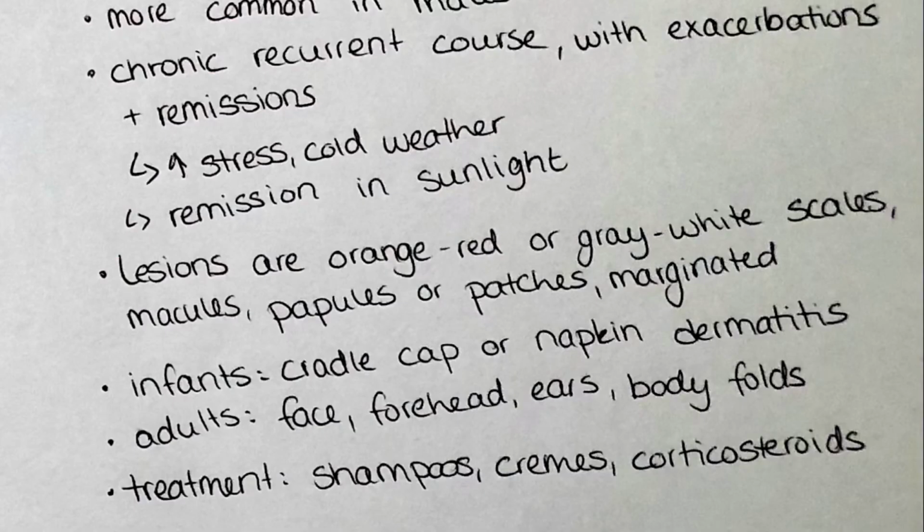The lesions are orange-red or also gray-whitish and scaly and can be presenting as macules, papules, or patches. The lesions are usually well marginated. In infants, the most common forms are the cradle cap, affecting the head of the baby, or the napkin dermatitis, which usually involves prolonged contact of the baby's skin with urine and feces-filled diapers, which makes the skin more prone to disruption due to friction. Adults often experience the rash on the face, forehead, ears, and body folds.